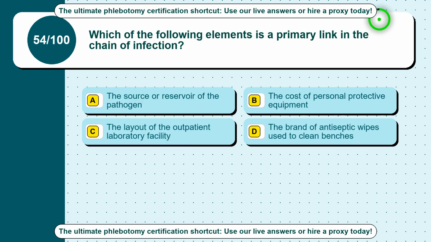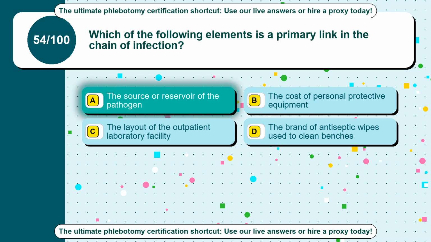Question 54. Which of the following elements is a primary link in the chain of infection? Option A. The source or reservoir of the pathogen. Option B. The cost of personal protective equipment. Option C. The layout of the outpatient laboratory facility. Option D. The brand of antiseptic wipes used to clean benches. The correct answer is option A.